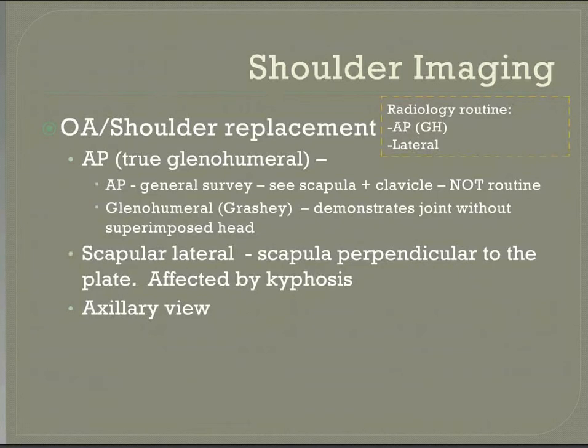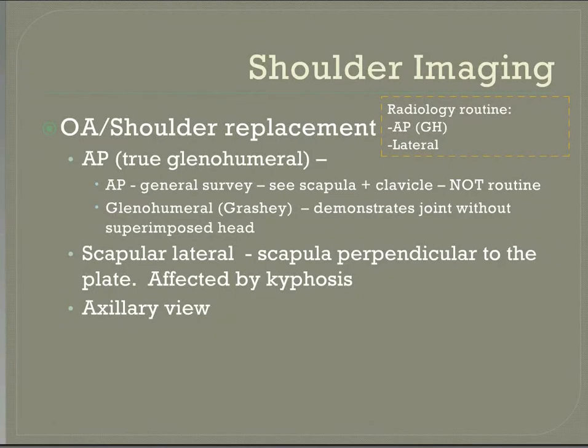Pre-operative shoulder replacement views. The request from the orthopaedic department has been to get an AP, so it's a true glenohumeral view rather than what has been done in some settings, what's called a general survey AP, and that's when they look at the scapula and clavicle but don't really have a proper shoot through the joint. Secondly, a scapular lateral, which is our Y view, and an axillary view.